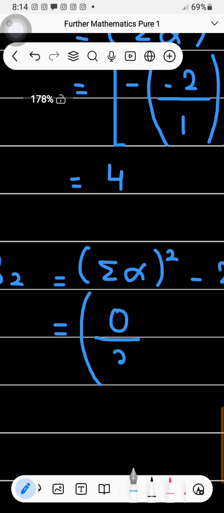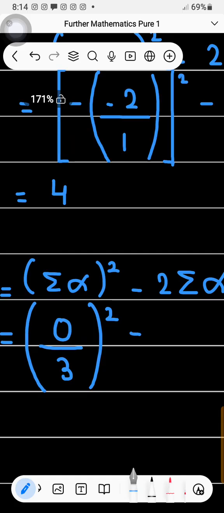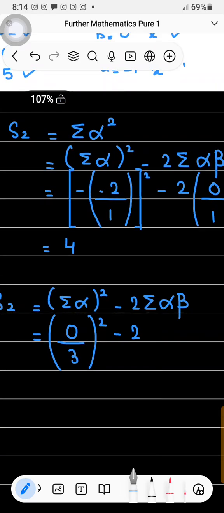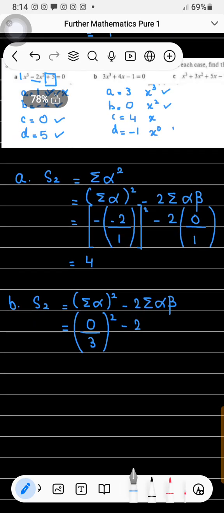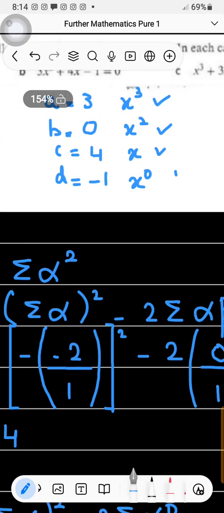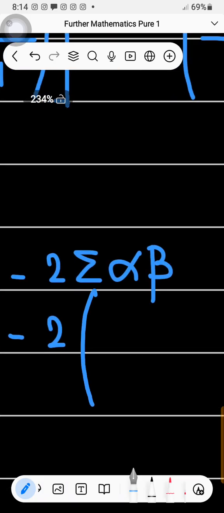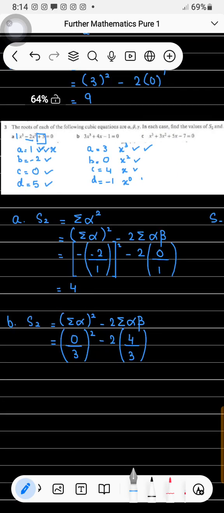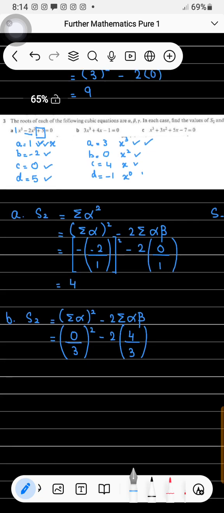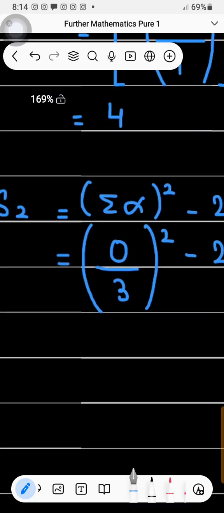It is 0 upon 3 whole square, which will be obviously 0. Negative 2. Sum of alpha beta is c upon a, so 4 upon 3. Okay, so here is 4 upon 3. So here we get negative 8 upon 3.